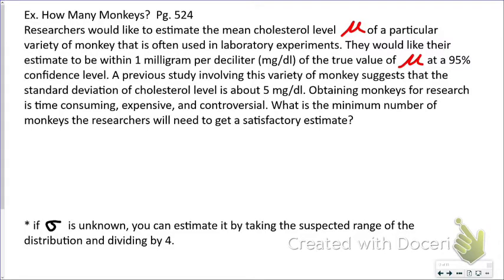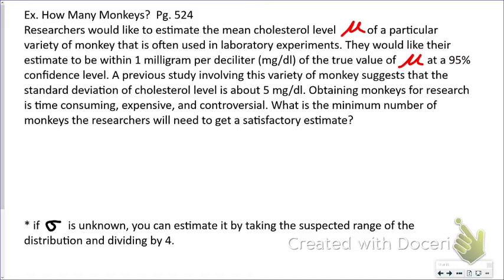In this last problem of the handout, it's a sample size problem. We are trying to estimate the mean cholesterol level of monkeys. They would like their estimate to be within 1 milligram per deciliter of the true value, 95% confidence. Previous studies say standard deviation is 5, and we need to find the minimum number required.